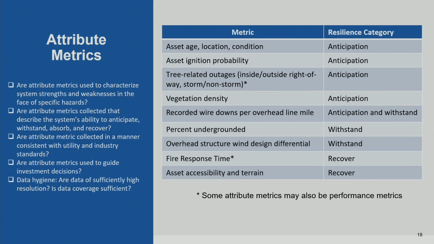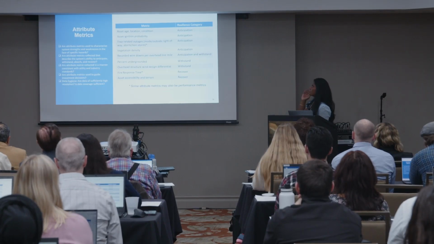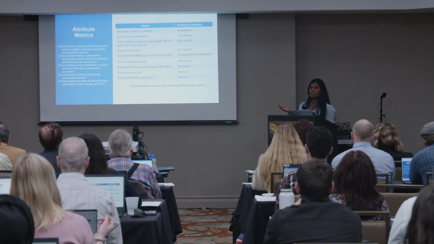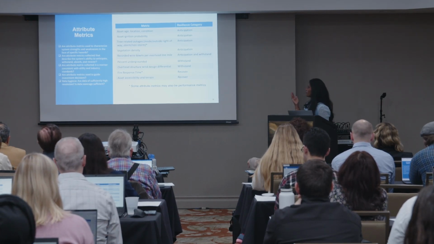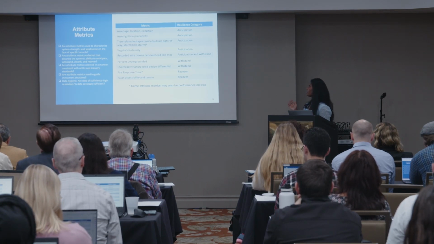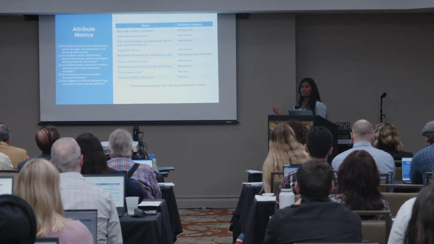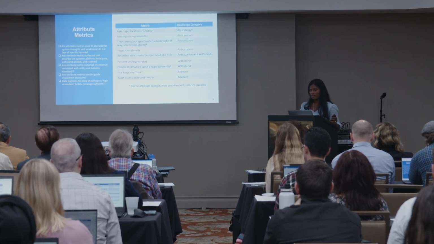Attribute metrics. The curated list here is from utility documents that we've looked at for different types of hazards. This will actually be published by GDO in the next month or two, where we're curating lists of utility metrics, their understanding of threat modeling risks for wildfire, hurricanes, and winter storms. For anticipation, let's say, an attribute metric would look like asset ignition probability if you're looking at wildfire as a hazard. For withstand, percentage of underground systems. For recovery, are you able to access the terrain, accessibility and terrain.